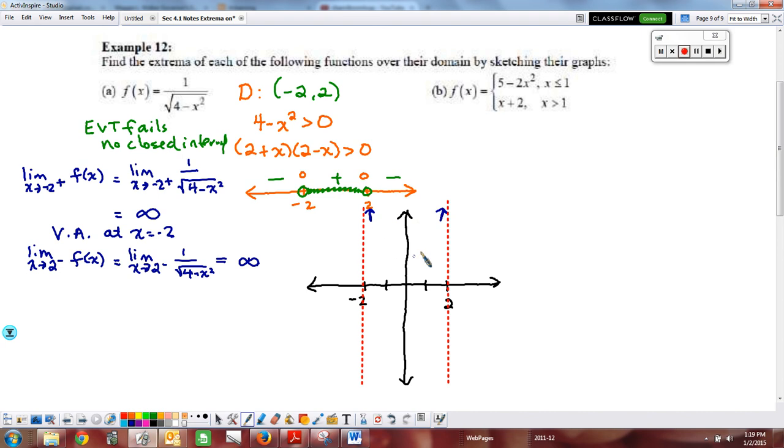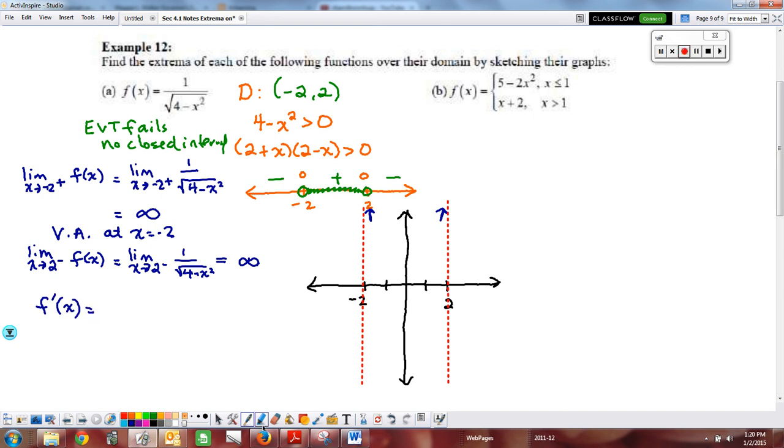So immediately we can have an idea that there may be some extrema that are going to fall down here somewhere between -2 and 2. Since I believe that there may be extrema here, let's go ahead and determine our critical points by finding our first derivative. So we'll find f prime of x.